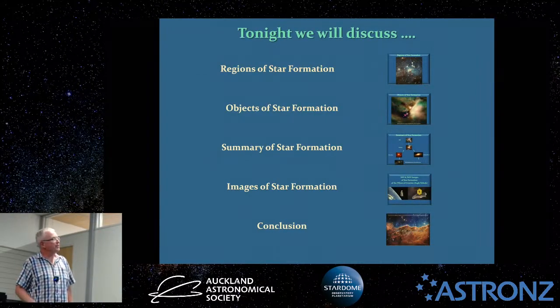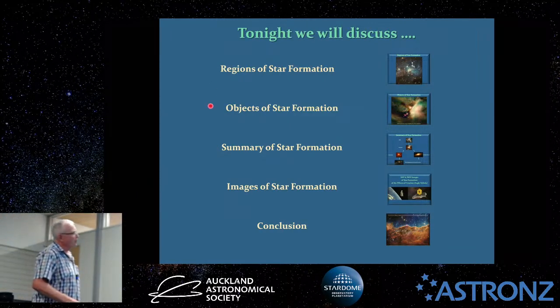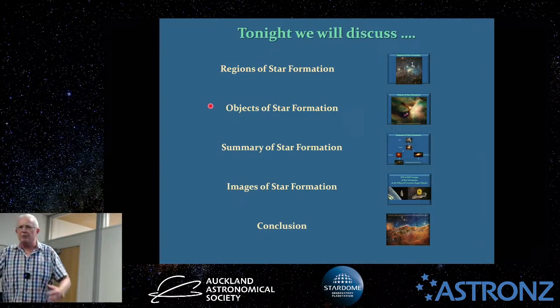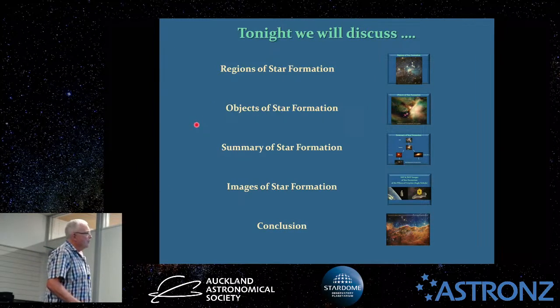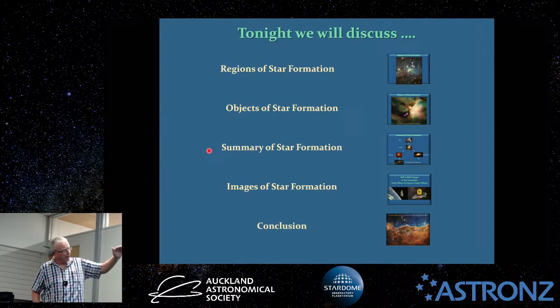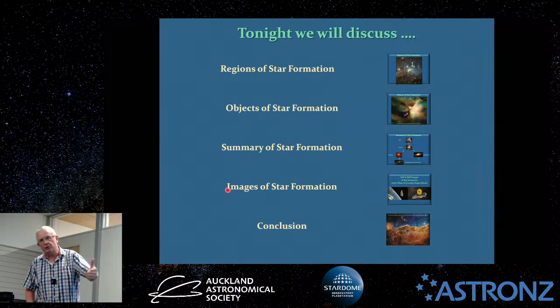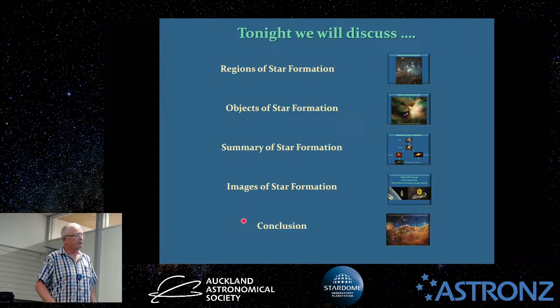I've split it up into these chapters. Regions of star formation, because if we're going to be studying them, we want to know where to look and where to find them. The objects of star formation, which is going to be the main thrust of the talk: what sort of objects make up these infant stars? There's a lot of information to take on board with objects, so I've then got a nice flow diagram which we'll work through, just summing it all up. Then we'll have a look at some images of star formation and how new telescopes are helping. And then we'll finally tidy up with a brief conclusion of what you've learned.